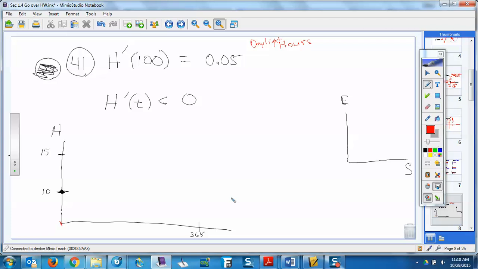So in January, if we were going to draw an H graph, you didn't have to for this problem, but in January, how long are the days? Pretty short, right? Matter of fact, what's the shortest day of the year? December 21st, right in there, the winter solstice. That's the shortest day of the year. So let's say it's 10 hours of daylight.